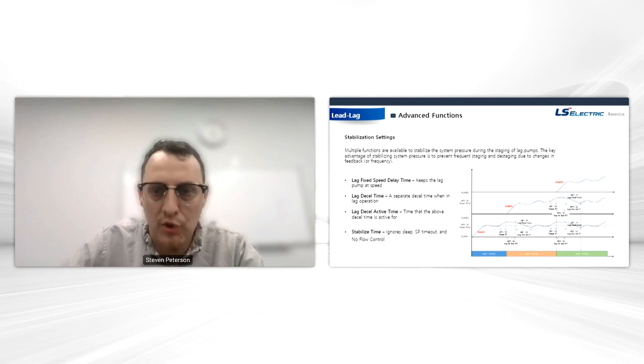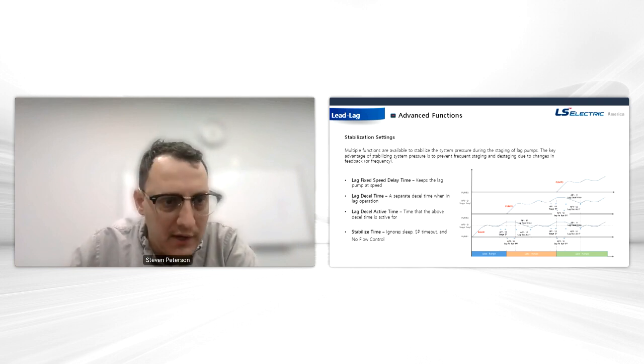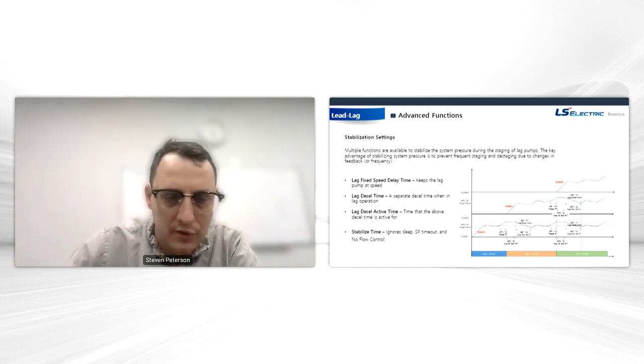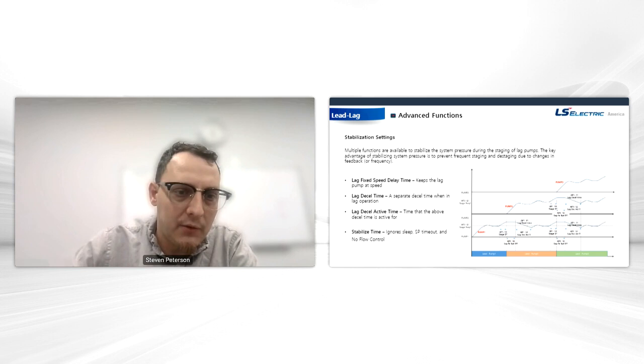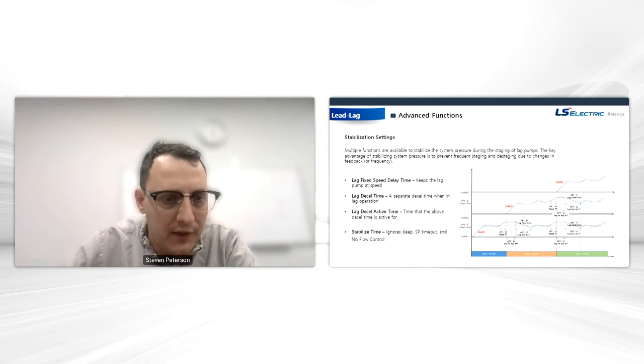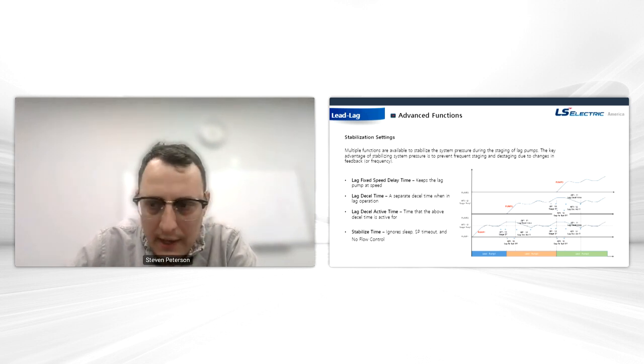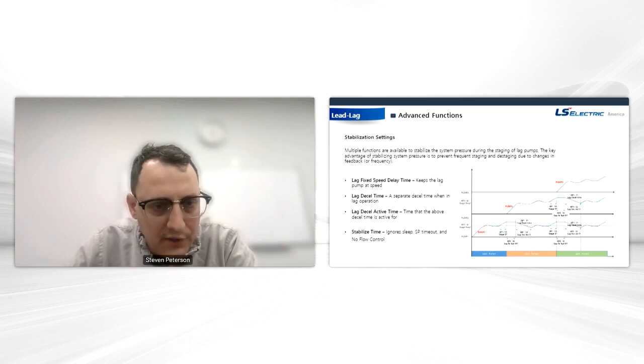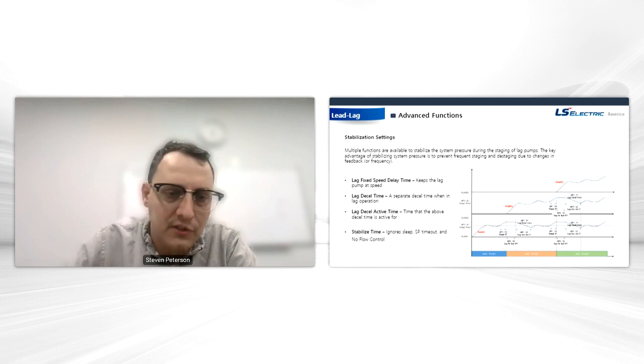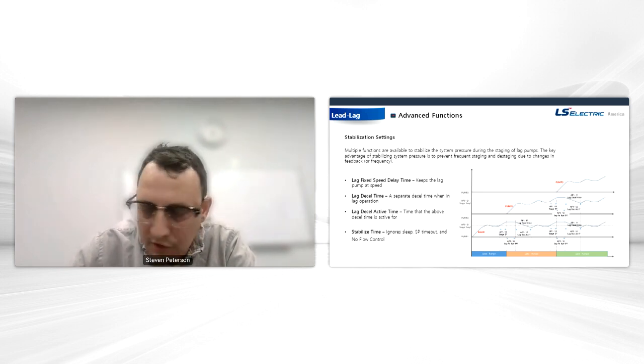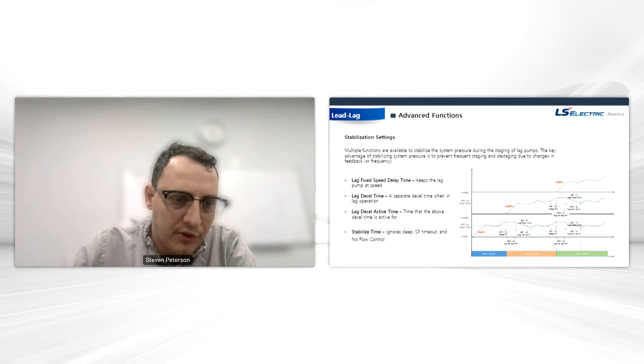So the ways we could do that, these are the new functions that are added. We have a lag fixed speed delay time. And what this does is this keeps the lag pump at a fixed speed for a certain time. So it's kind of like, hey, as it's coming on, run at this speed for this time until that time expires. We also have a lag decel time. This is kind of a special deceleration time when you're running in lag operation. And then we also have a lag decel active time, which is kind of related to this. This is the time for which the above decel time is active. So again, totally customizable.